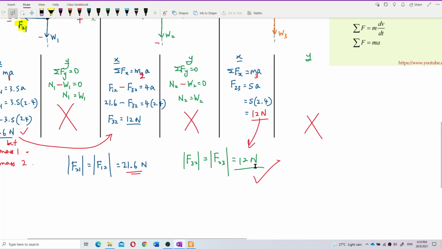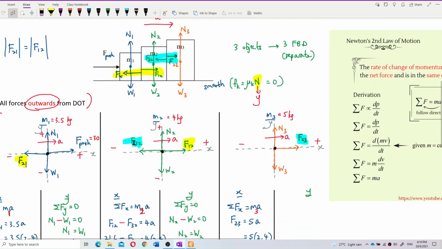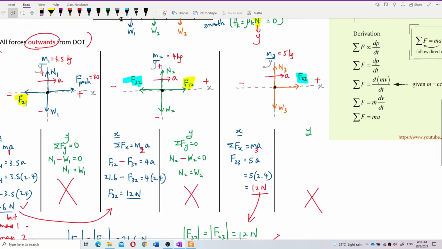Action reaction forces should have the same magnitude. That's why I say this F32 just now is 12 Newton, and this one is also 12 Newton. Yeah, they are action reaction forces.